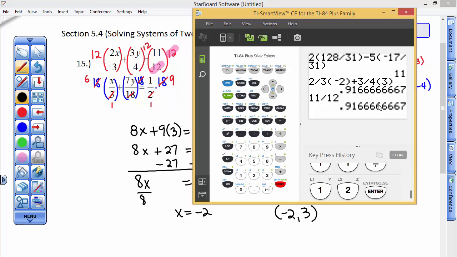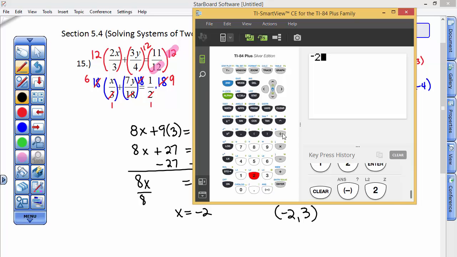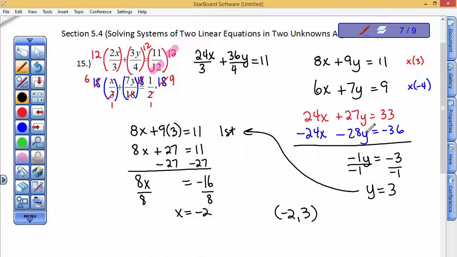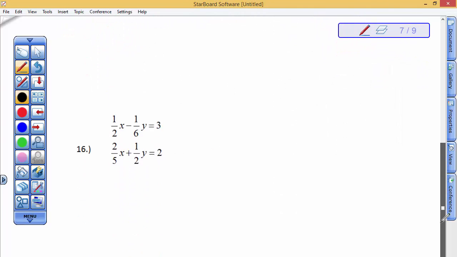The next equation was x divided by 3. So I'm going to take x, which is a negative 2, and divide that by 3, plus 7 divided by 18 times y, which was 3. And I want to know if that equals 1/2, which it does. So since I checked in my original equations, I'm very confident. Now if I were you, I would try this one on your own. So hit pause.